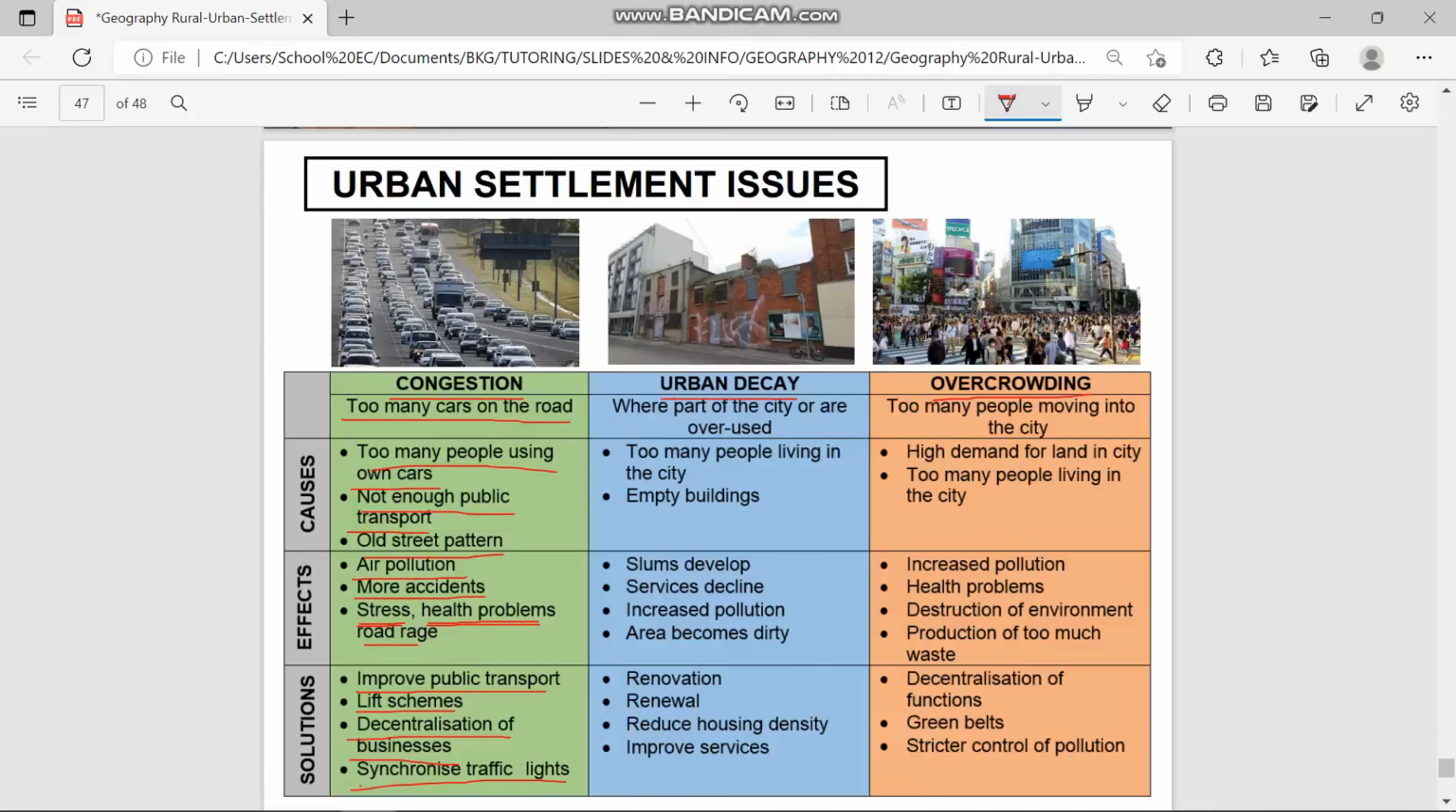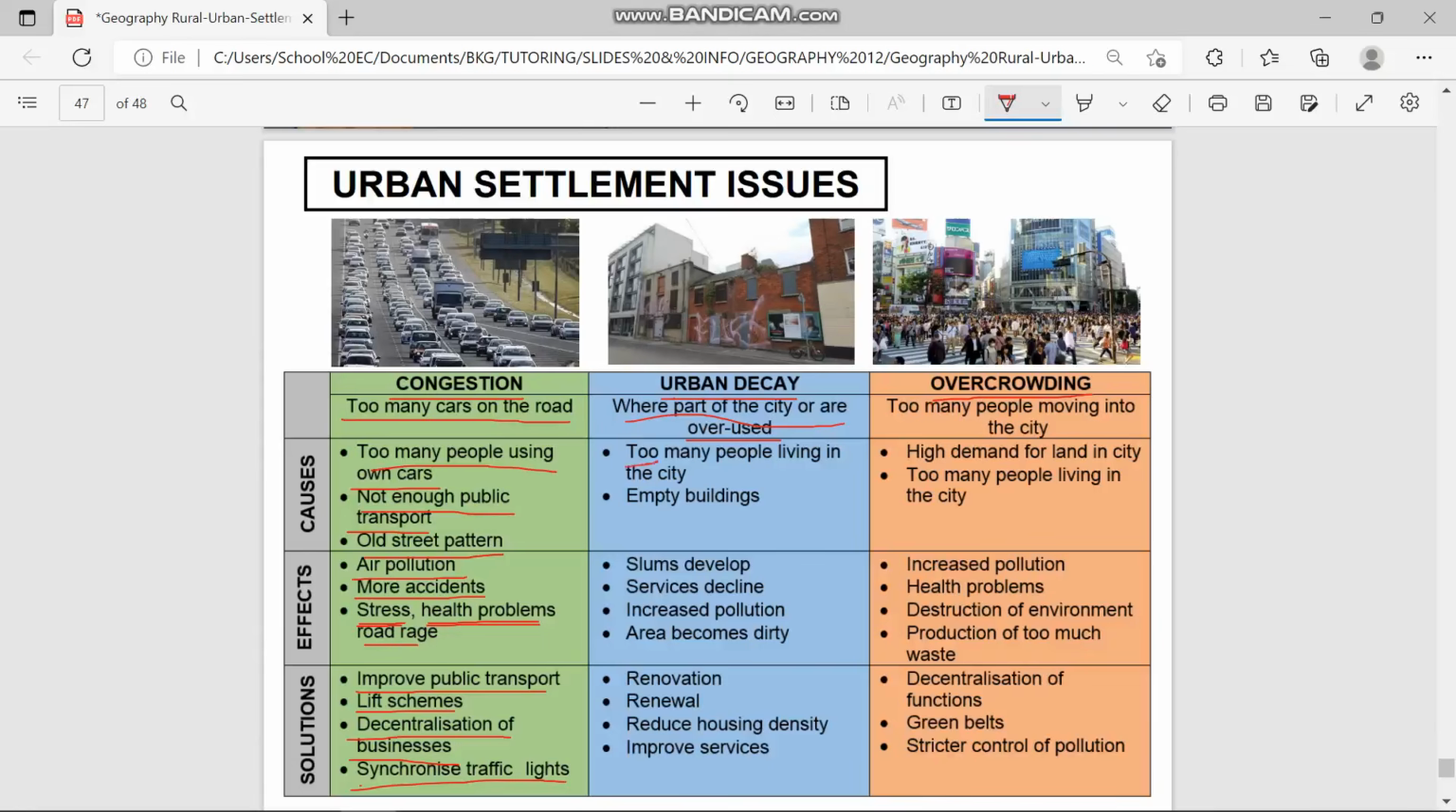Let's move to urban decay right now. This is where parts of the city are overused. This is why you find in this building many people are staying here. It's overused, it's being vandalized, people living there are not taking care of those buildings. People who were managing those buildings have moved to the city. So that's called urban decay.